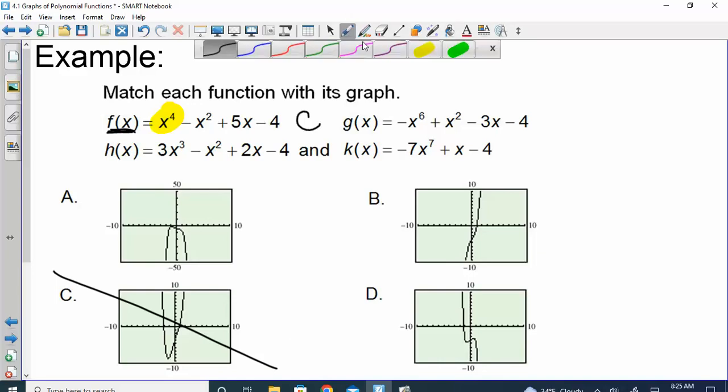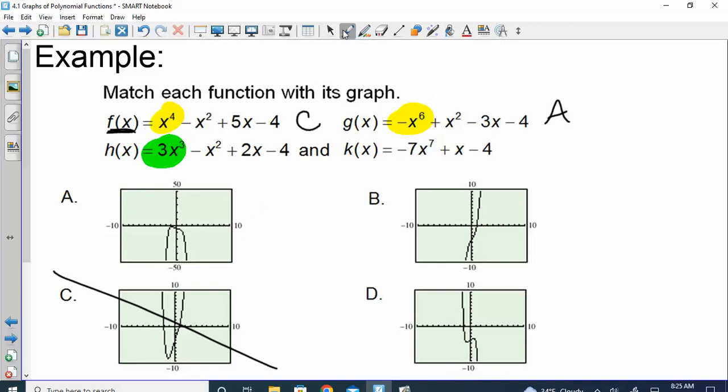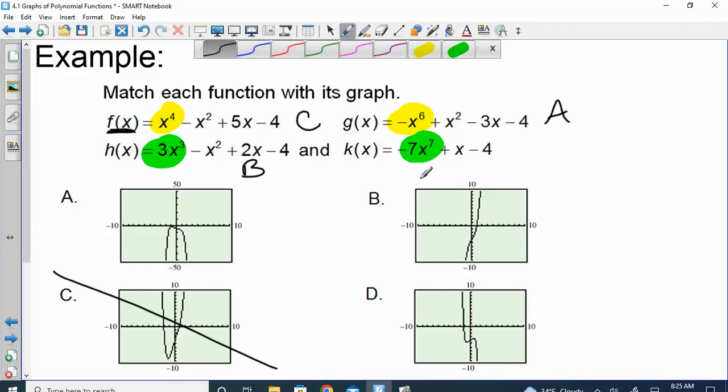All right, so this one, end behavior should be what? Both ends should be pointing down, so that's graph A. All right, this one should look like a chair. The left should be going down and then up, so that's B. This one is like a chair, but then flipped, so it's D. Is that okay?